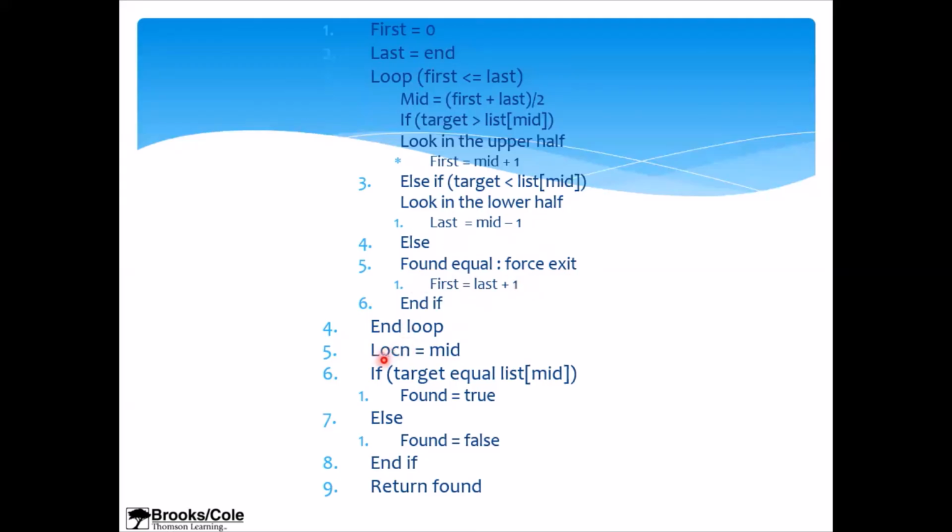Then at line 5 here, we again assign the middle element to another variable here, which is loc n. Then test it again. If the target is equals to the middle element, then it means that we found the element. Otherwise, if it's not equal, from the second example, we reached already the last element within the list, although it's a binary searching. So that means found equals false, and found equals false means that we did not find the element within the list.